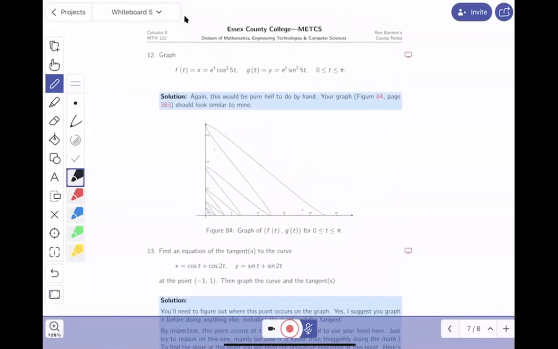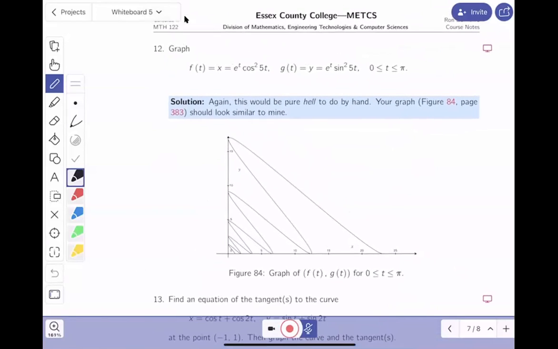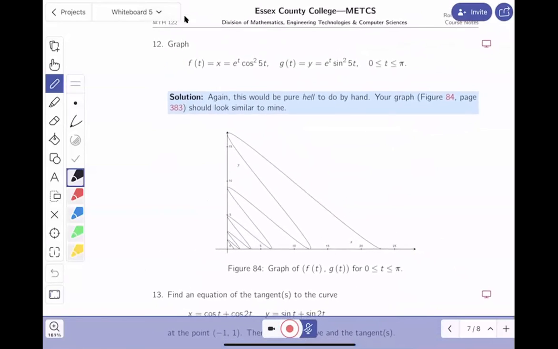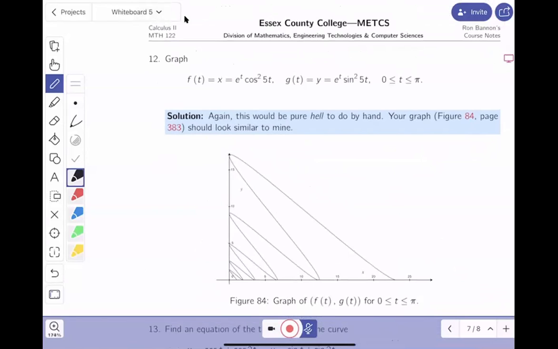All right, this one says graph. There's no way you're going to get this by hand. At least I don't think so. I'd be shocked if someone got that by hand. But anyway, I use technology to do that. It would be pure, in my opinion, pure hell to do it by hand. But it's easy to graph using technology, and I will discuss that.